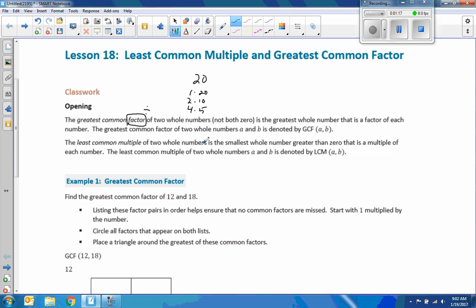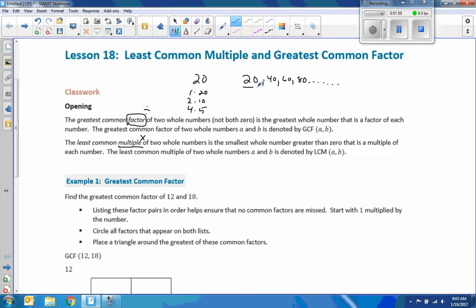The least common multiple of two whole numbers is the smallest whole number greater than 0 that is a multiple of each number. The least common multiple of two whole numbers, A and B, is denoted LCM(A, B). So let's just do 20 again. We're looking for the least common multiple, so we're going to multiply. We can't get a number less than the number that they gave us. So a multiple of 20 is 20 times 1, itself, 20 times 2, 20 times 3, 20 times 4, and so on.